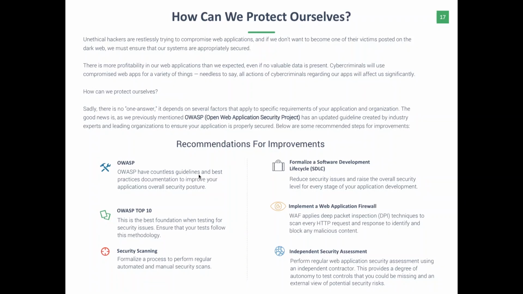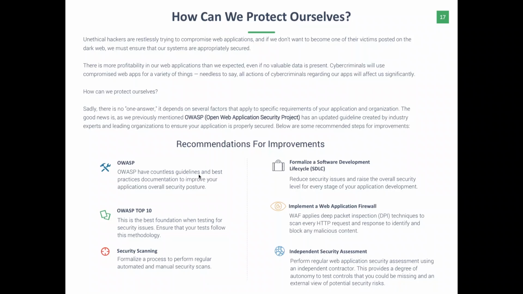Now the other one is very simple and it's missing in more organizations than I would like to expect: implementing a web application firewall. Most people get confused. A web application firewall is not the same as a regular firewall. Why? Because a web application firewall will scan all traffic that goes in and out of your website, and by doing that, it can recognize patterns that are related to vulnerabilities or exploits.